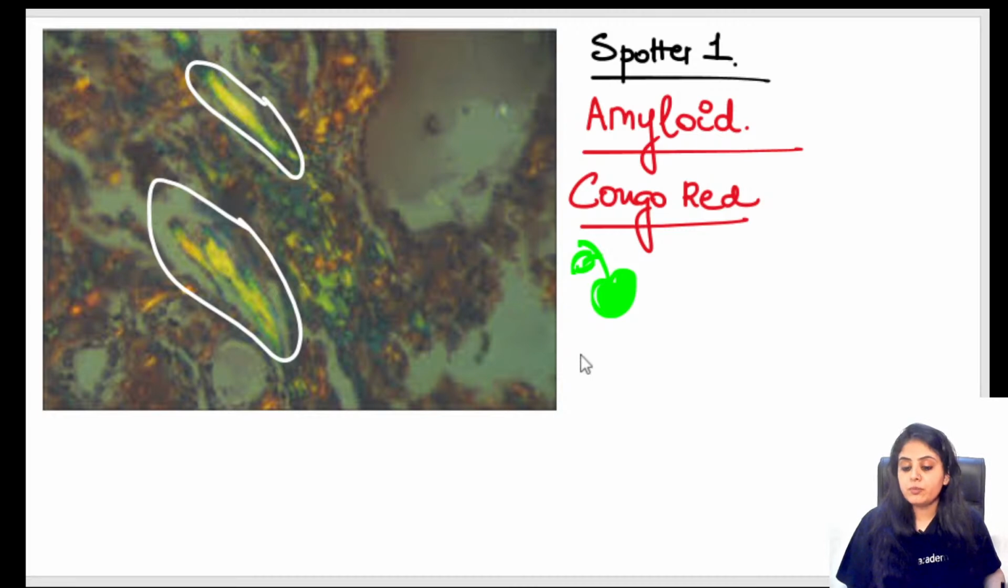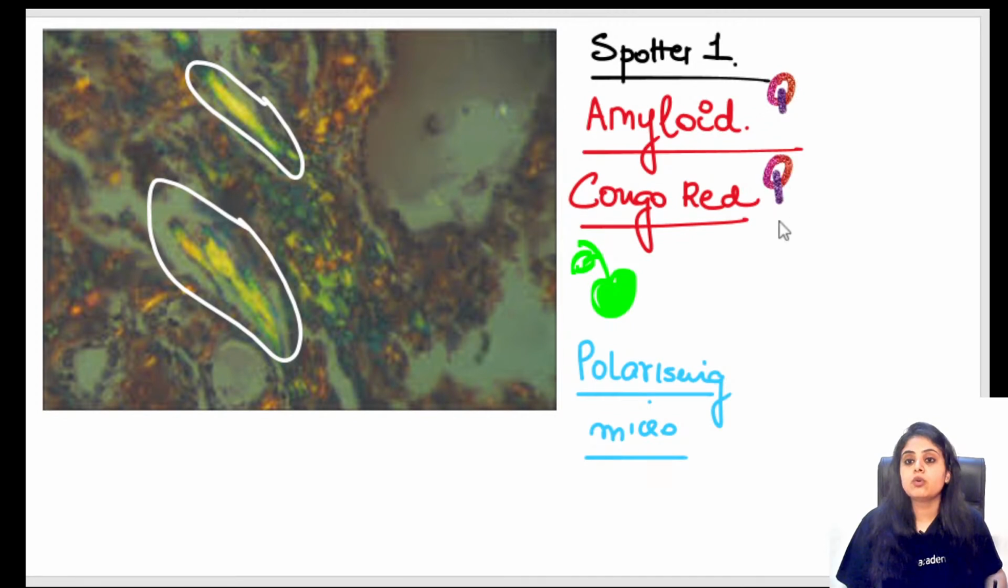And which microscopy are we dealing with? Answers which I've already got from students: we are dealing with polarizing microscopy, right? So these are the questions that you get. Amyloid is stained with what? It is stained with Congo red. It gives an apple green birefringence, and I use polarizing microscopy.